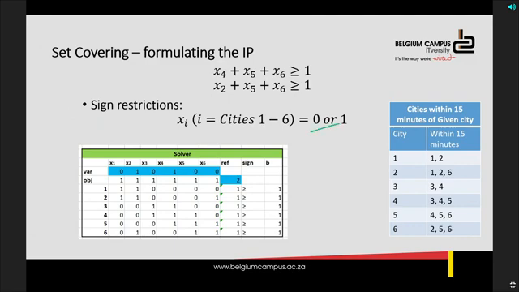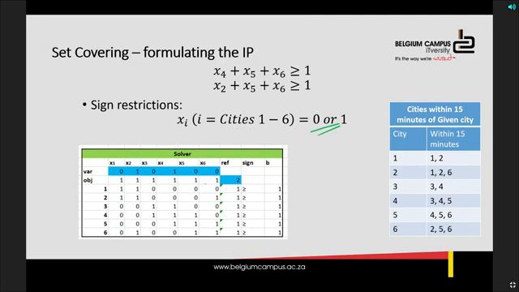Right, and then of course you specify your sign restriction saying that they are binary. Do not say they are greater than or equal to 0. I mean, it's quite obvious. They can only be 0 or 1. Don't add stuff you don't need. If you solve this one, this would have been the solution.